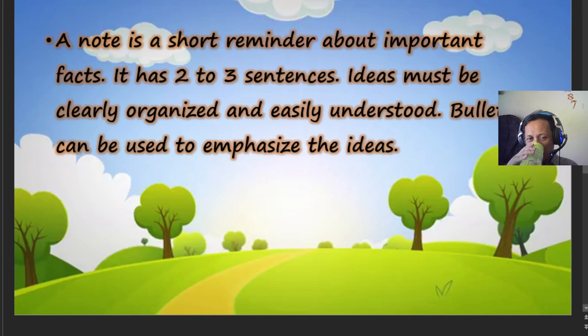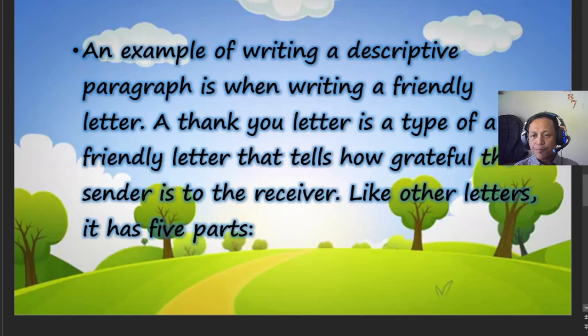What we should focus on now is to write a letter using a descriptive paragraph. An example of writing a descriptive paragraph is when writing a friendly letter. Writing to a friend by writing a friendly letter. A thank you letter is a type of friendly letter that tells how grateful the sender is to the receiver. Like other letters, it has 5 parts.